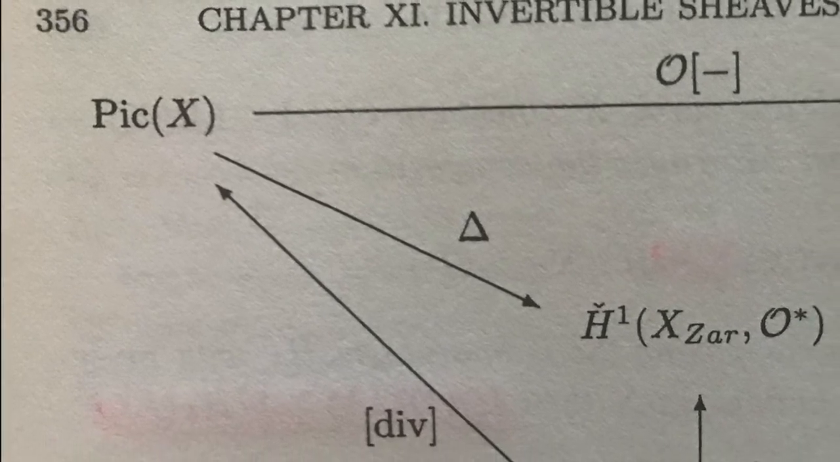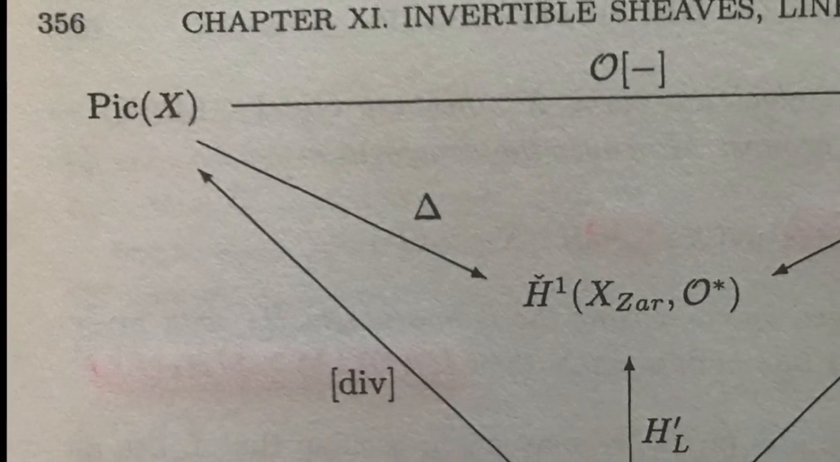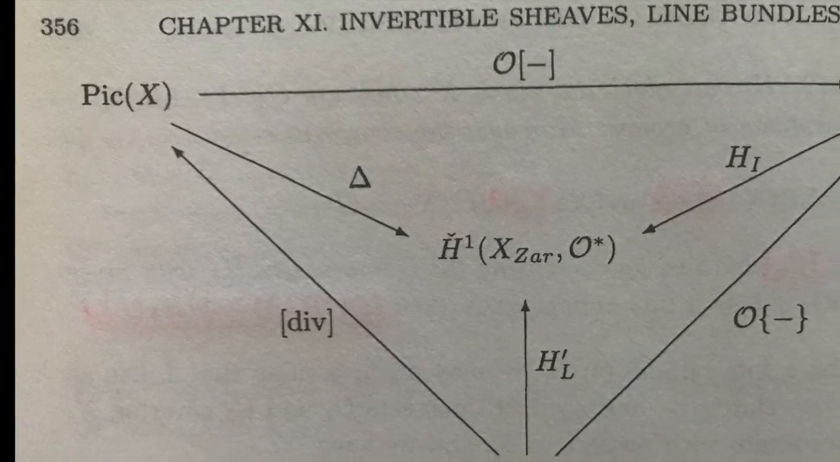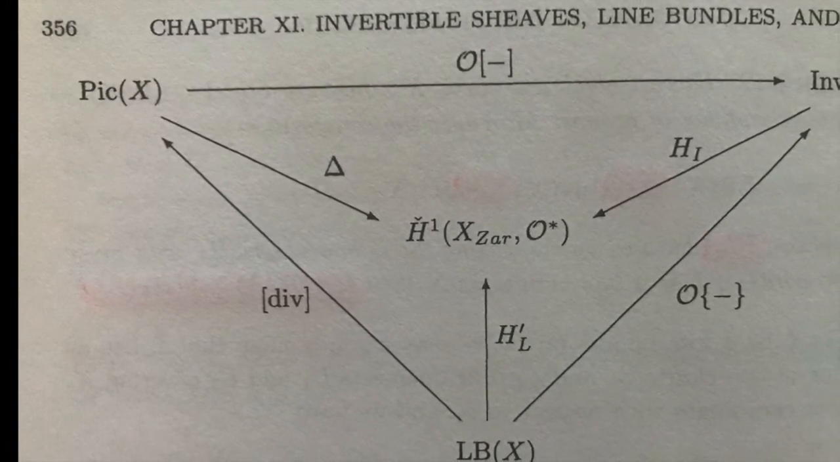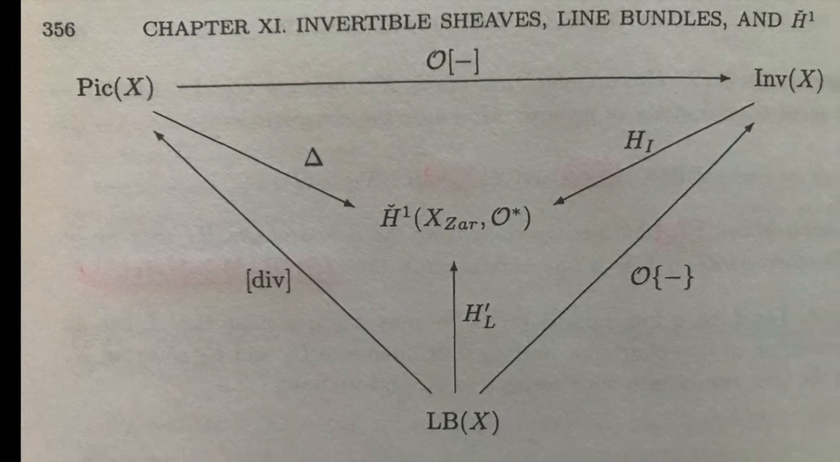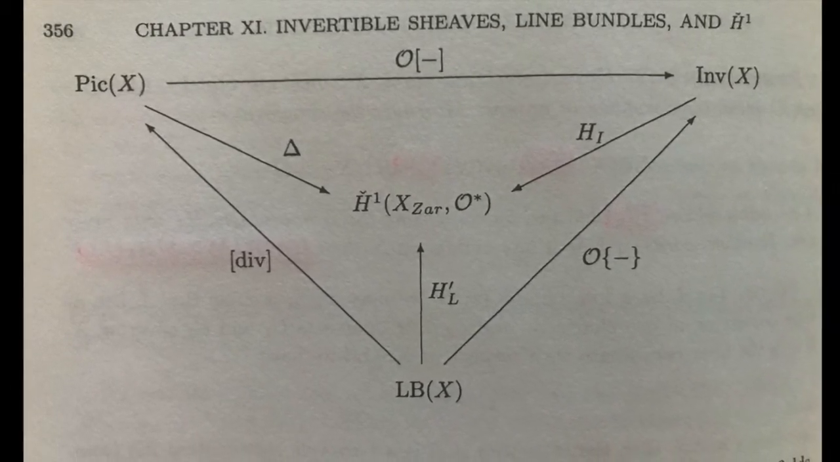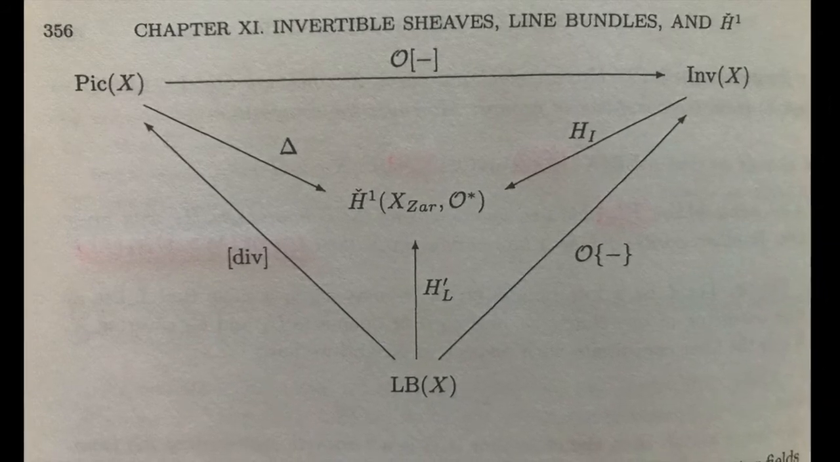Some authors call the group of line bundles the Picard group, but I use the word Picard group here for the group of divisors modulo principal divisors. Okay, so our plan is as follows.